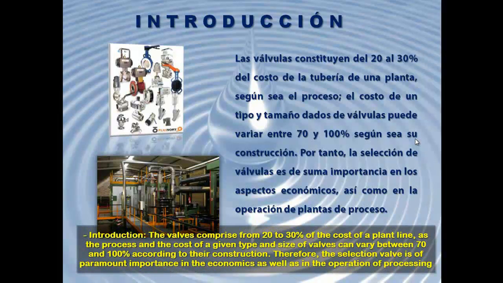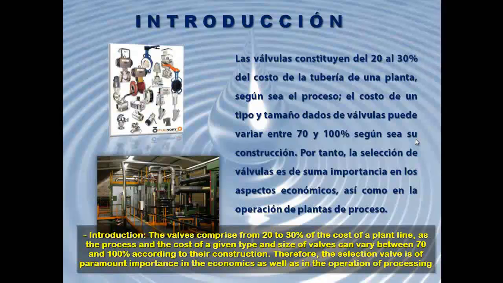Introduction. The valves comprise from 20 to 30% of the cost of a plant line, as the process and the cost of a given type and size of valves can vary between 70 and 100% according to their construction. Therefore, valve selection is of paramount importance in the economics as well as in the operation of processing plants.